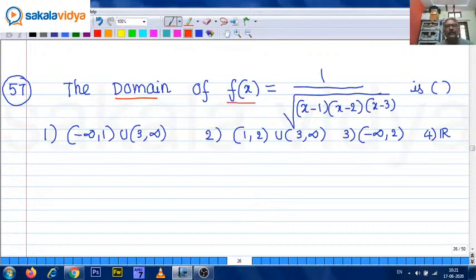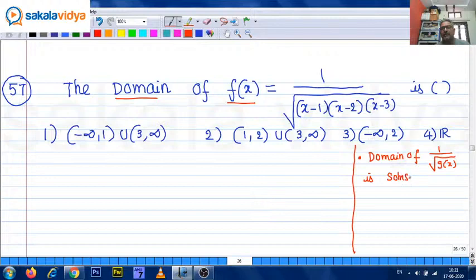Domain of f of x equals 1 by root of (x minus 1) times (x minus 2) times (x minus 3). That means here the basic facts we need to discuss. The domain of 1 upon root of g of x is the solution set of g of x greater than 0, not equal to 0.